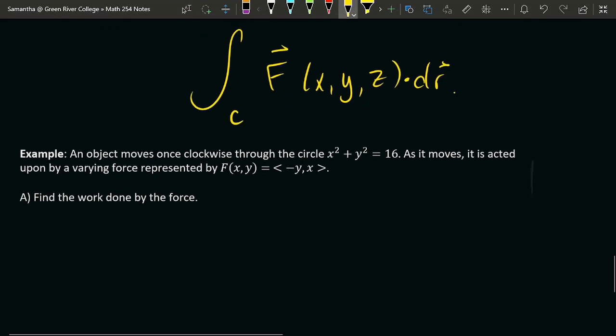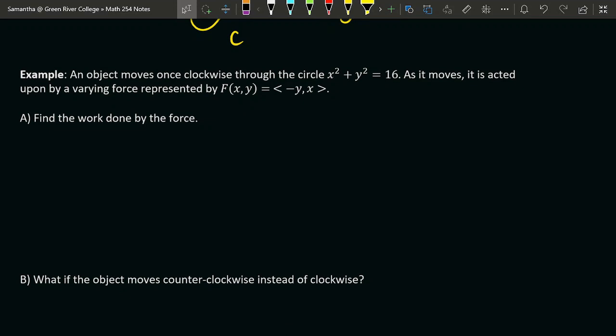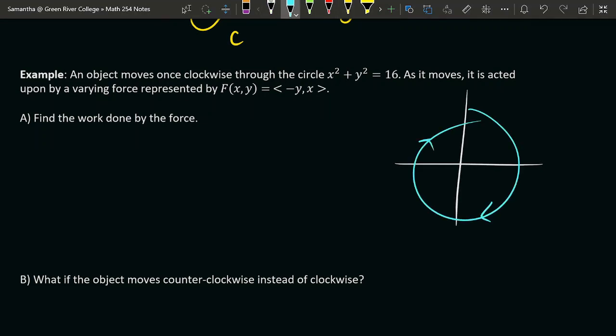Alrighty, now for a concrete example, let us suppose that we have an object that does one clockwise loop around a circle of radius 4. And as it moves clockwise through this circle of radius 4, it is acted upon by a force. The strength of the force and the direction of the force is different depending on your location, however. And so the varying force is represented by this vector field. The force at the location x, y is given by negative y, comma x.